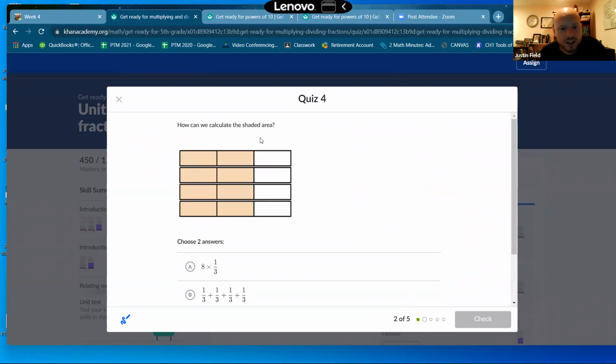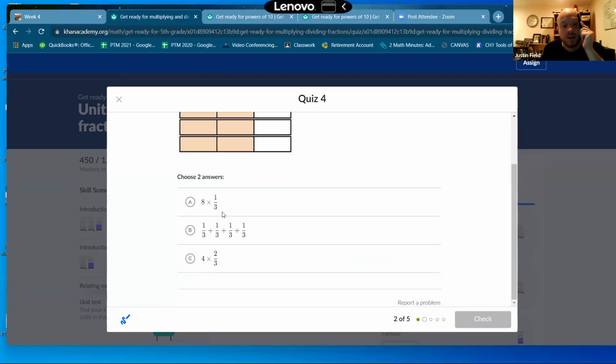How can we calculate the shaded area? For all that thinking, I don't know. Let's see. So we have 3 across and 4 down. And so, okay, how many total do we have? 1, 2, 3. We have 12 total, and there's 1, 2, 3, 4, 5, 6, 7, 8 out of 12.